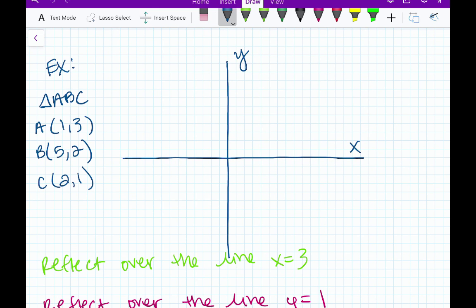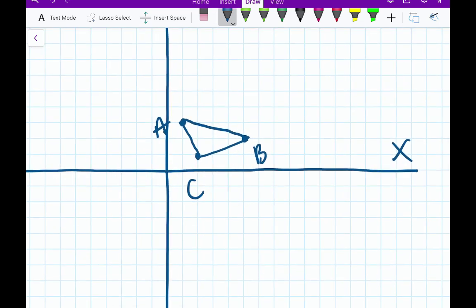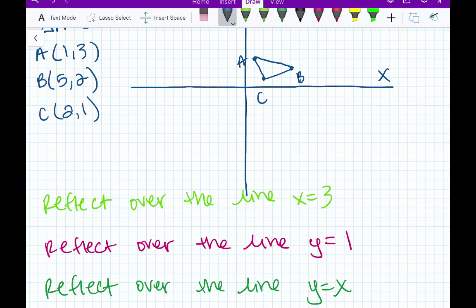So I have an example here of a triangle. So I'm going to plot the points for this triangle. That's point A, point B, and point C. I'm going to connect the dots to make a triangle. So that is my original triangle. And what I'm going to do is I'm going to reflect it 3 different ways.